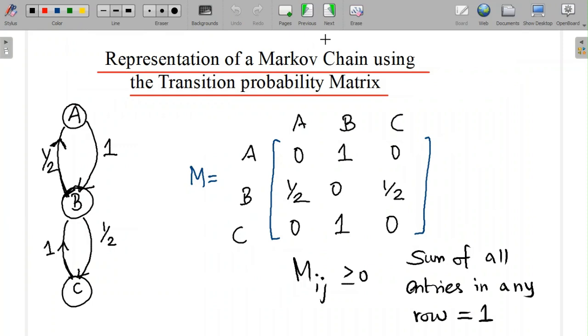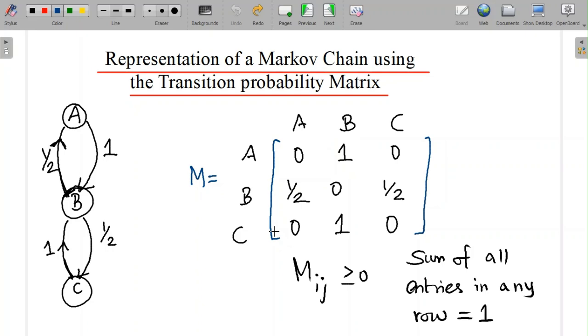So from this example, we can consider the directed graph here. I can move from A to B with a probability of 1, and that is being indicated by this number here. And from B to A, I can move with a probability of half. B to C is half again. C to B is 1, and these are the four possible transitions.